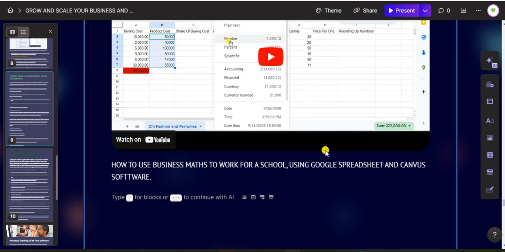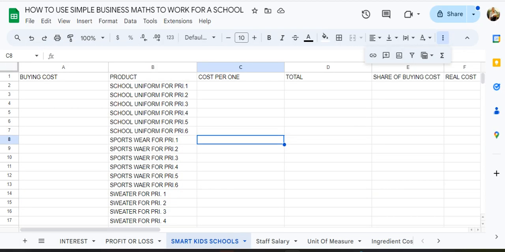So now, we are going to work for a school. This school sells school uniform. They sell school sportswear for their students. They sell polo. They sell school sweater or cardigan. And they also have a particular textbook they sell to their students. This particular school has primary 1 to 6.